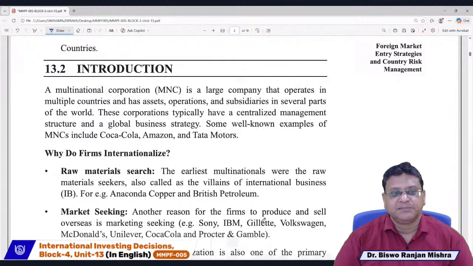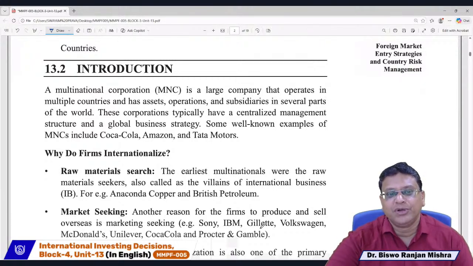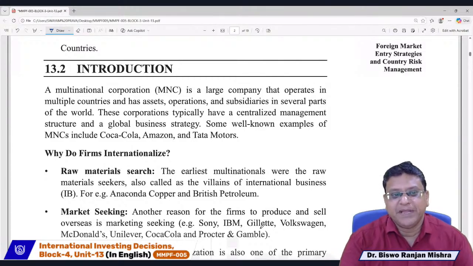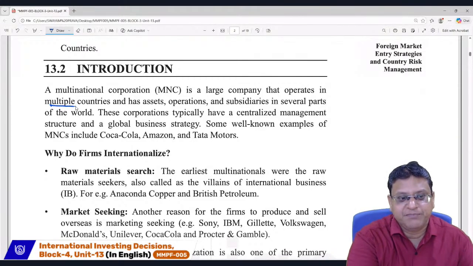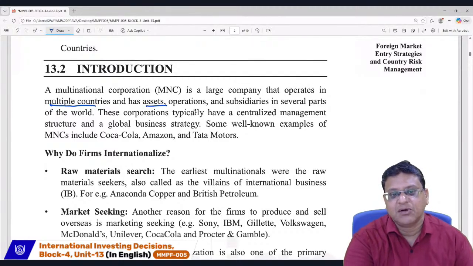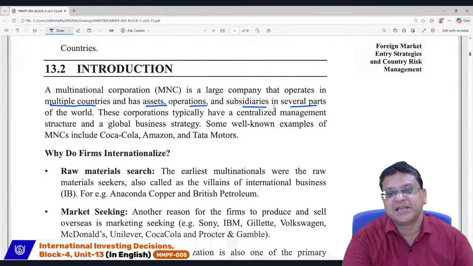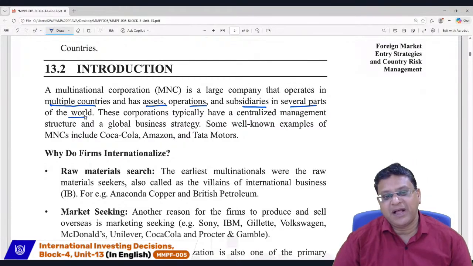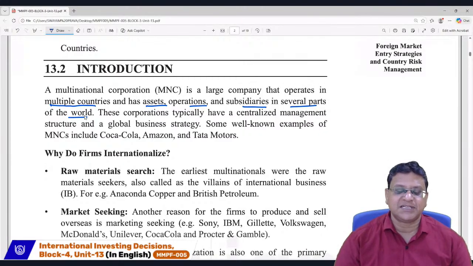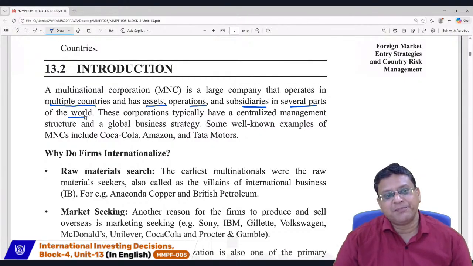Now please see what is an MNC. A MNC is a large company. A MNC is a company that operates in multiple countries. Normally, a MNC has places of business in many countries and it has assets, operations, subsidiaries in several parts of the world. It can have assets in different countries. It can operate in one country and sell in another country. It can set up subsidiaries in different countries. So MNC is a transnational corporation. MNCs are also known as international corporations and transnational corporations.